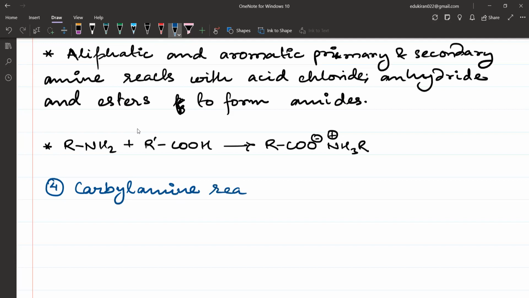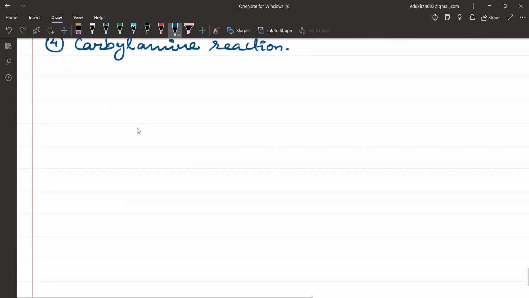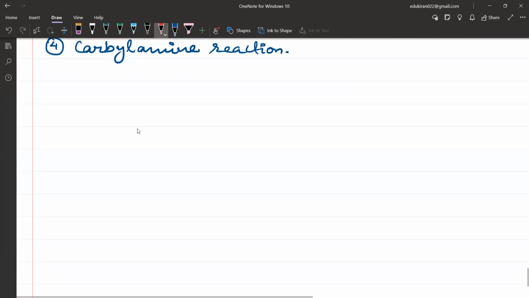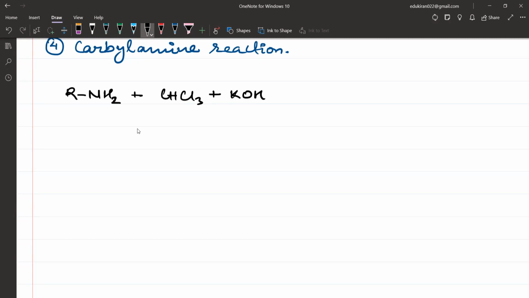Carbylamine reaction. In the carbylamine reaction, we have amines, RNH2, plus chloroform, CHCl3, and KOH. In the presence of heat, they form isocyanide, RNC, plus there will be KCl and water.